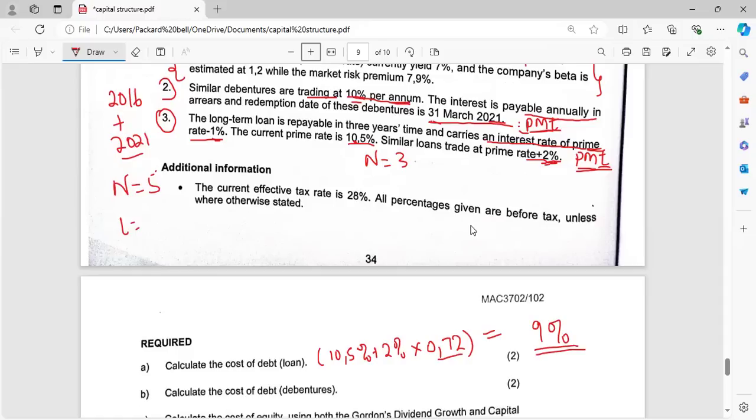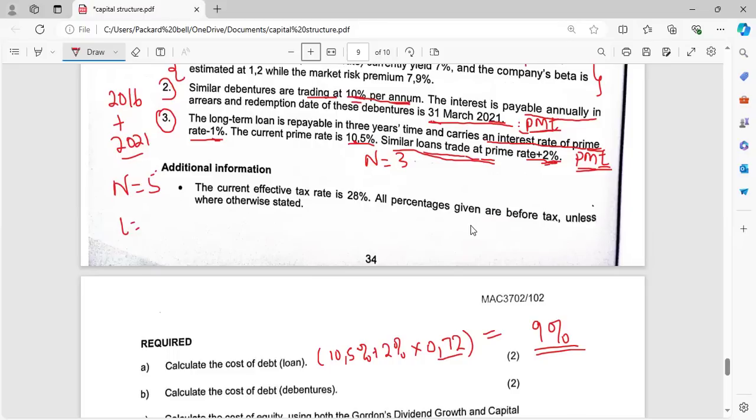Here is where I see a lot of challenges. These two percentages: the one that the loan came with from the bank, you use it to determine PMT, the payment, when you calculate the present value of this loan. Then the one that you are going to use when you calculate the present value is the current one. Similar loans are trading at, which means that's the current one. So the current one, you just need to bring it to after tax. Then that is going to be the cost of debt.